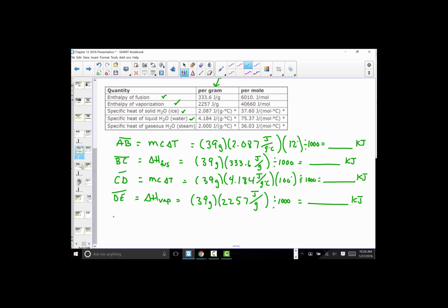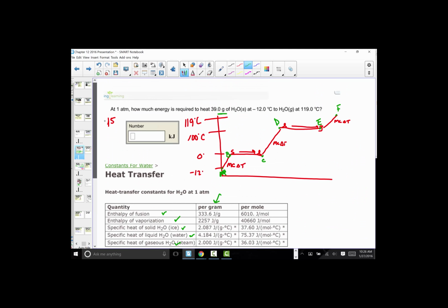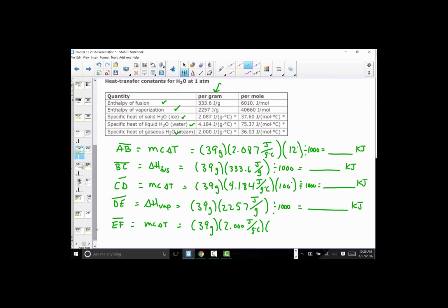And there is one more line segment in which we're going to warm up that gaseous water a little bit further. Same amount, 39 grams. How about the specific heat for steam, given as 2.000 joules per gram Celsius. And I have to go back and take a peek. We started at 100 and we're climbing to 119, so that line segment is 19 units long on our y-axis, delta T of 19 degrees. Report out in kJ to simply add like units.